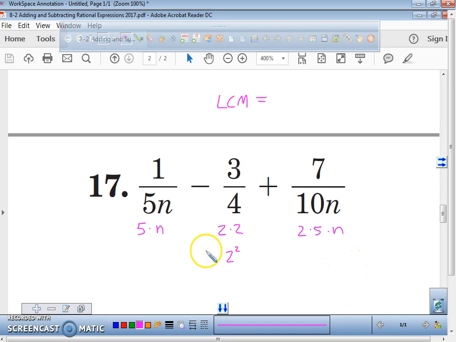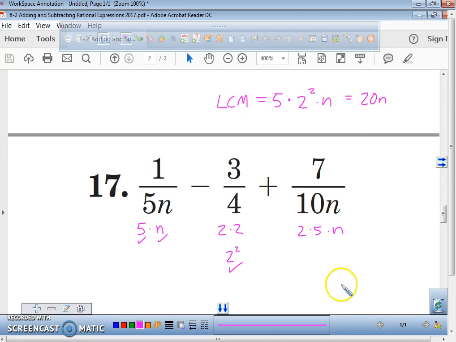So what we have to do is scan these and look for the least common multiple between a 5, an n, a 2 squared, a 2, a 5, and an n. That's a lot. So let's think about this. We definitely need a 5, don't we? So we'll put a 5 times. This one has a 2 times 2. This one just has a 2. So we actually need what's called a 2 squared. And then we also need an n.